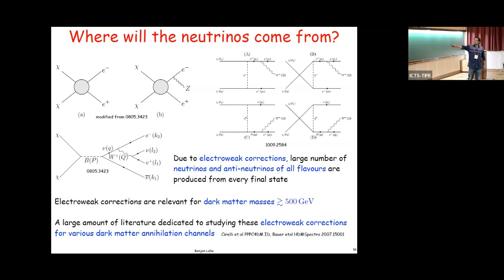Due to electroweak corrections, these kinds of corrections, all of these things that you see, there will be a large number of neutrinos and antineutrinos of all flavors produced from every final state that you can think of. All right, and there's been a large amount of literature dedicated to studying these electroweak corrections. There are at least these two famous codes. There's the PPPC4DMID by Cirelli et al. There's the HDMSpectra by Bauer et al., who actually do these calculations in great detail and tell you that if you have heavy dark matter annihilation or decay, what will be the spectrum of various particles from electroweak corrections.